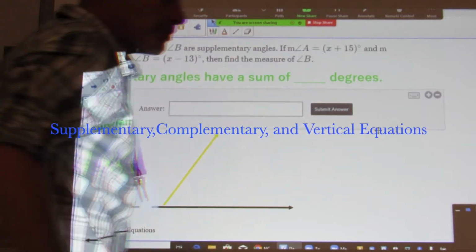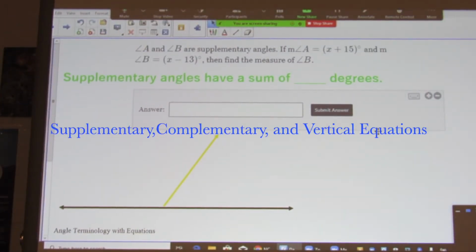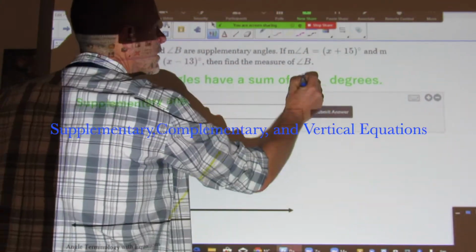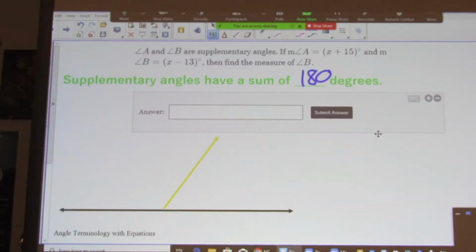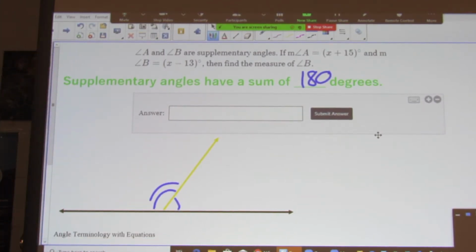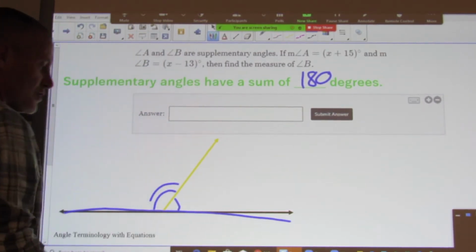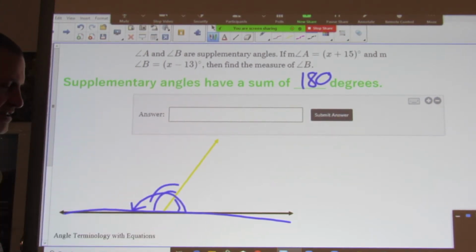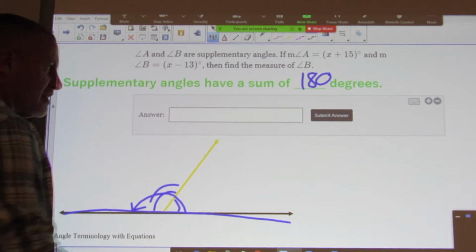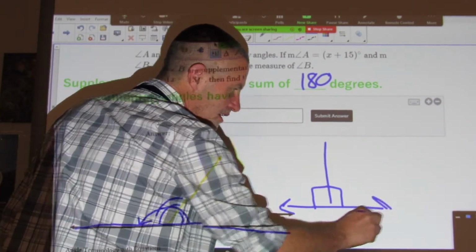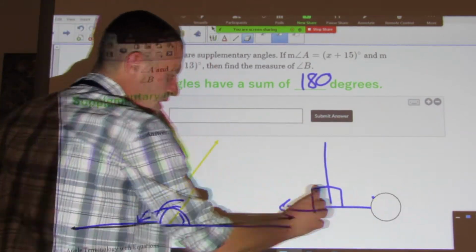Or angle A and angle B are supplementary. So the total, of course, is 180 degrees. Supplementary angles would be like this angle and this angle, making this straight line. So however many degrees this is, plus however many degrees this is, is going to total up to 180. Just like a 90 and another 90 would make this line, right?